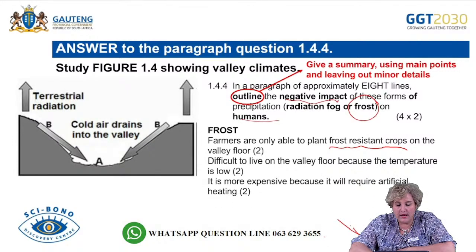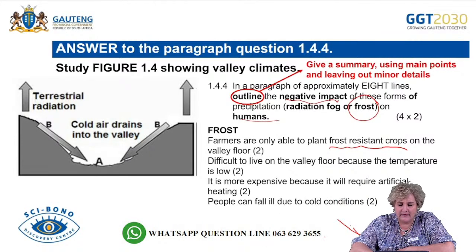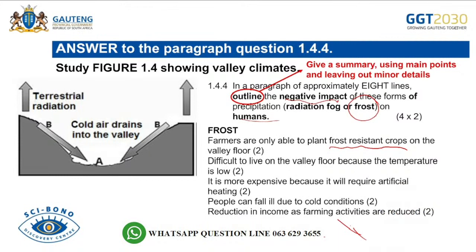Then it's more expensive because it will require artificial heating. So if you live there, it becomes very cold. You will start with ways of heating, heaters, which will take electricity again. People can fall ill due to cold conditions, and there will be a reduction in income as farming activities are reduced if they don't plant the correct crop.